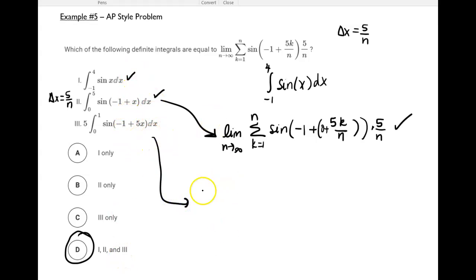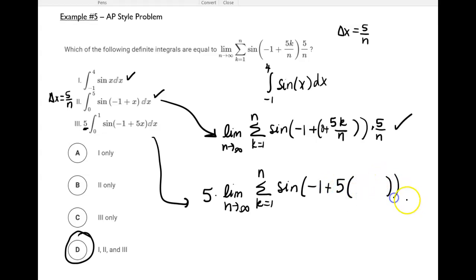Since we're doing it together, though, let's actually go ahead and calculate this. Now pay attention to the 5 out front. 5 times. Now we'll do our limit notation. Limit as n approaches infinity. The sum from k equals 1 to infinity. Sine of -1 plus 5 times x, okay, times our delta x. Our delta x in this case is just 1 over n. 0 to 1 is 1. And so inside here, we'll have 5 times, we started at 0, 0 plus 1k over n.